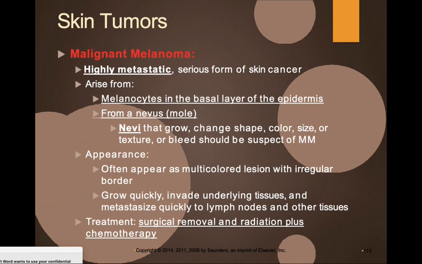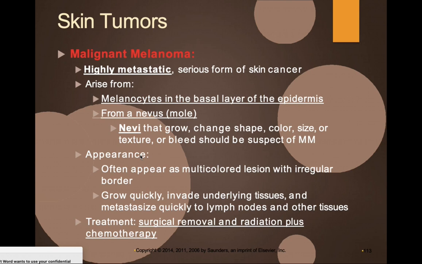Malignant melanomas, these are highly metastatic. It's a serious form of skin cancer. It arises from melanocytes in the basal layer in the epidermis. The nevi, or a mole, right? The nevi that grow, they can change shape, color, size, or texture, or they can bleed. If that happens, then you have to highly suspect a malignant melanoma because they're highly metastatic.